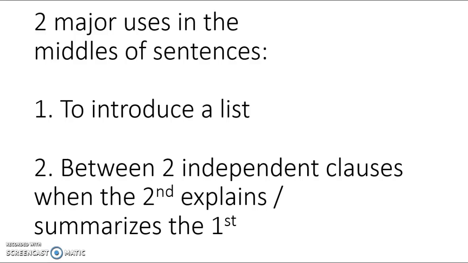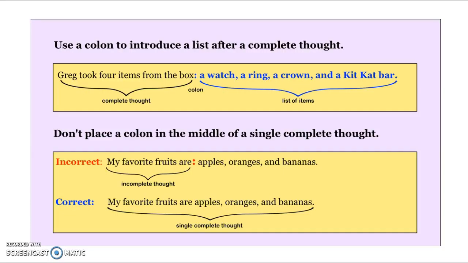When you're done, we're going to talk about the first use of a colon to introduce a list. And so on this slide, I have just a few examples for you. I have another example after this for you to write down, but I think this slide shows a good example and also a poor example of colon usage with a list. So notice in the first example, it says, Greg took 4 items from the box: a watch, a ring, a crown, and a Kit Kat bar.